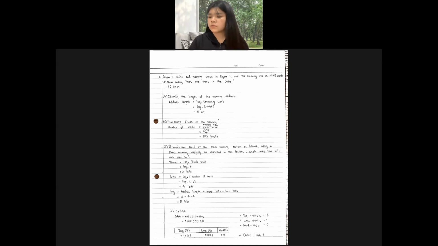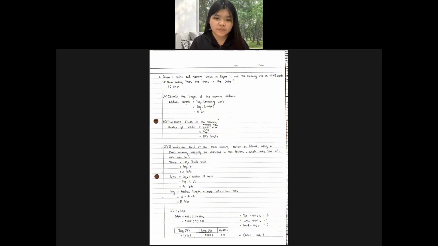Then we will proceed to question 2. For question 2a, we are finding how many lines there are in the cache. Based on this question, we need to refer to Figure 1. In Figure 1, there are 16 lines from 0 to F. And for question B, identify the length of the memory address. For the address length, we use the formula log2 of the memory size, and we will get 11 bits. And how many blocks are in the memory? We find the number of blocks using the formula memory size divided by the block size, so it equals 512 blocks.